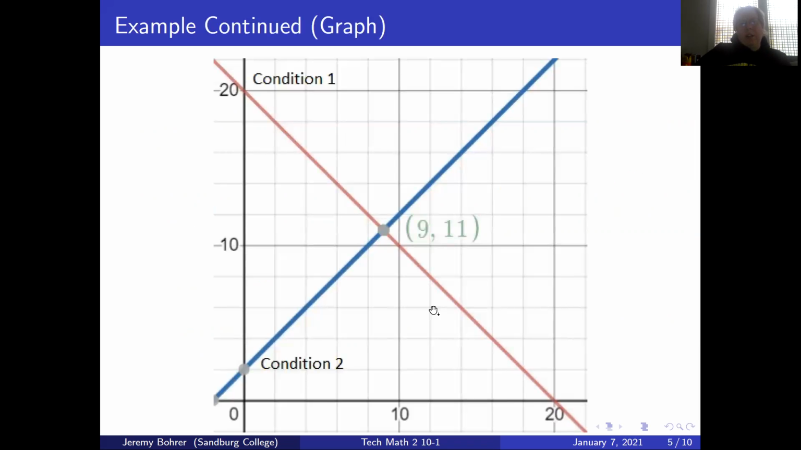So this blue line here represents the equation S plus 2 equals L, and the red line represents the equation L plus S equals 20. The place where they intersect, this dot right here, is the point (9, 11).